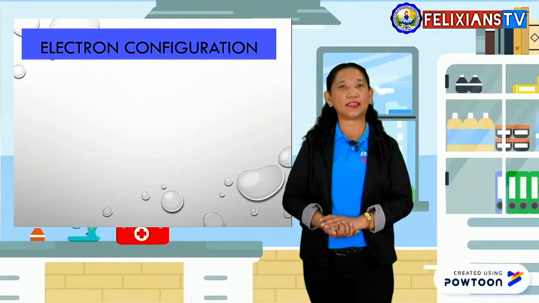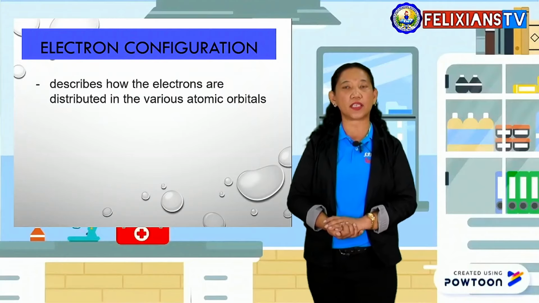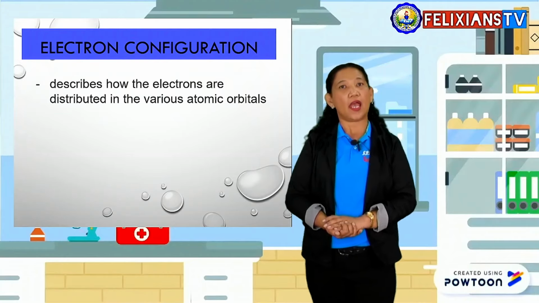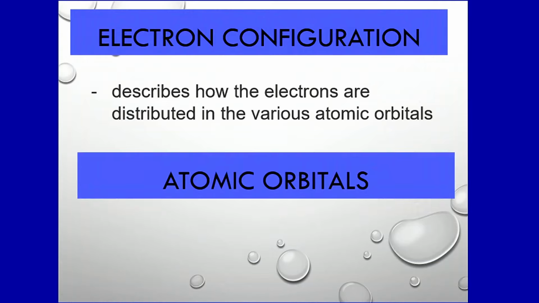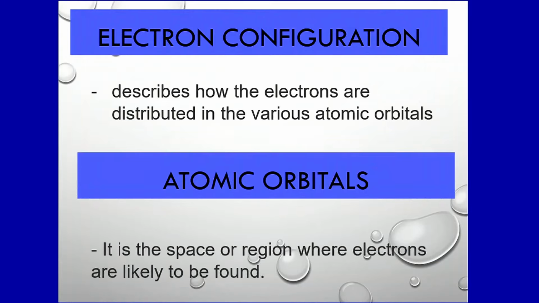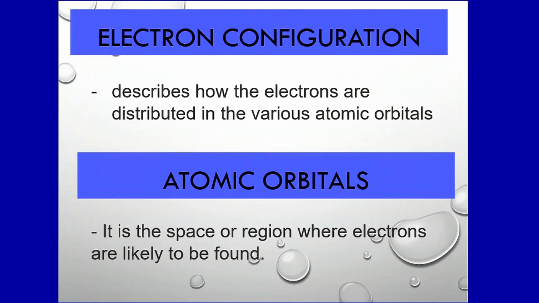What is an electronic configuration? It describes how the electrons are distributed in the various atomic orbitals. And when we talk of atomic orbitals, it is the space or region where electrons are likely to be found.